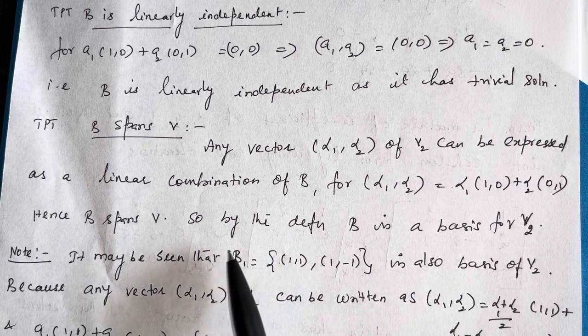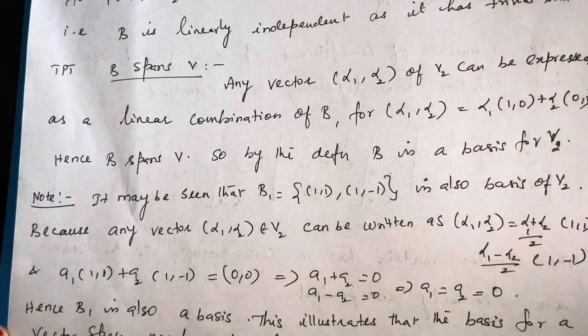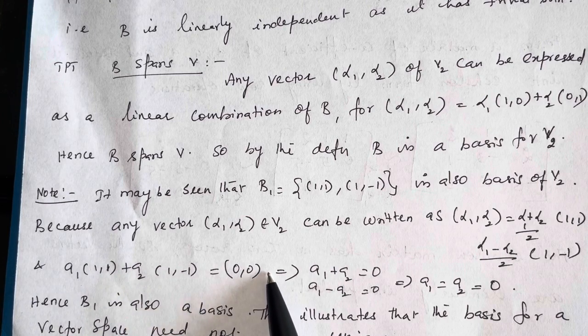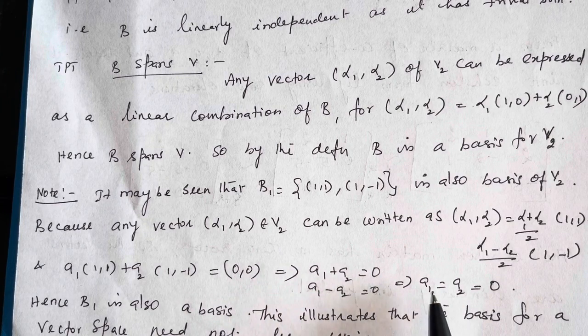So the first condition is it should be linearly independent. For linear independence, I have taken a1 into (1, 1) plus a2 into (1, -1) equal to (0, 0). If I take this as an equation, it becomes a1 plus a2 equal to 0 and a1 minus a2 equal to 0. By solving, you get a1 is 0 and a2 is equal to 0. So it has a trivial solution and hence B1 is going to be linearly independent.